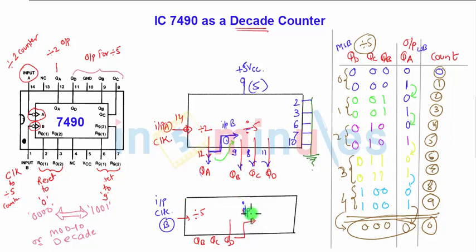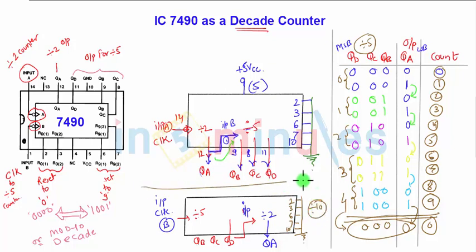The output QD will be given to A as the input, the clock for A, which is the divide by 2 counter that will give you output QA. All the pins, that is pin numbers 2, 3, 6, 7 and 10, are shorted to ground to make the 7490 work in counting mode. So this total circuit will be a divide by 10 counter.